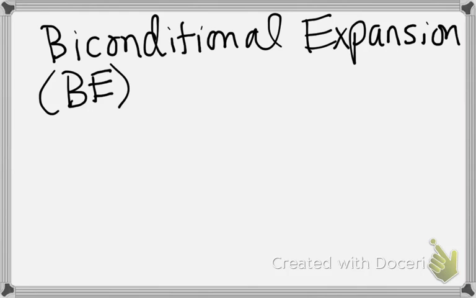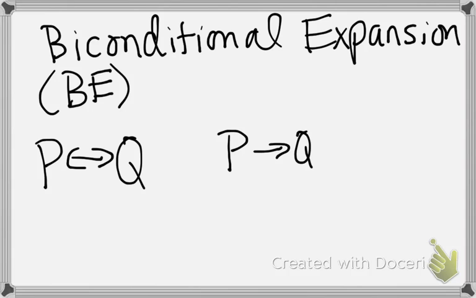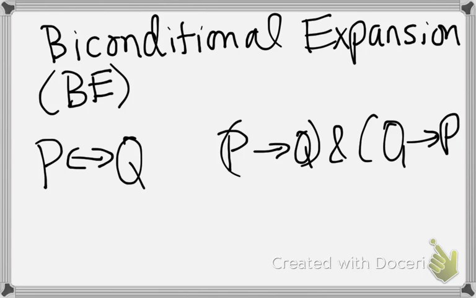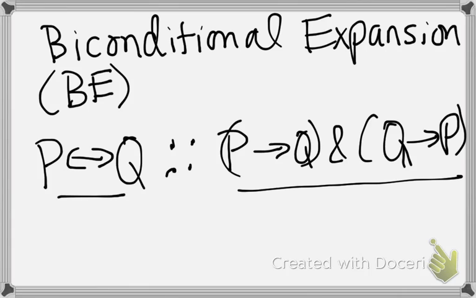So recall that when we were talking about the biconditional, we said, well, P if and only if Q is really just a shorthand way of saying if P then Q and if Q then P. And that's precisely what the rule of biconditional expansion does. It lets us move from the shortened version of the biconditional, P if and only if Q, to the expanded version, if P then Q, and if Q then P, and vice versa.